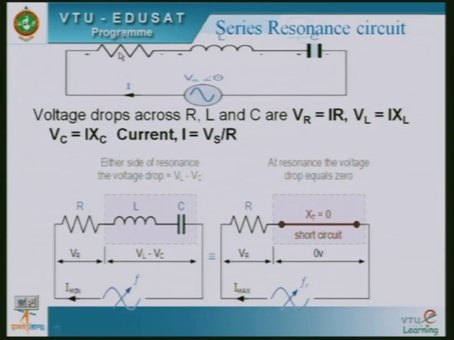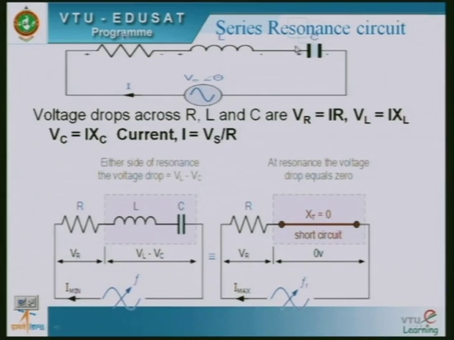Current flows through the resistance and makes a voltage drop, which is called VR. VR is equal to I into R. The same current flows through the inductance. The inductance will have the inductive reactance, so the voltage drop VL is equal to I into XL.